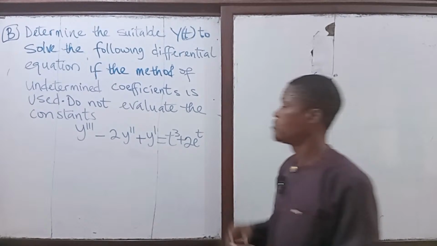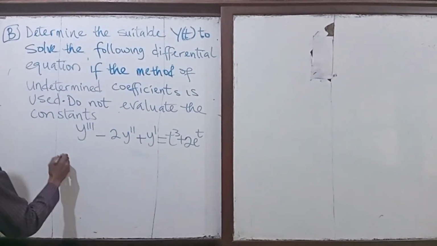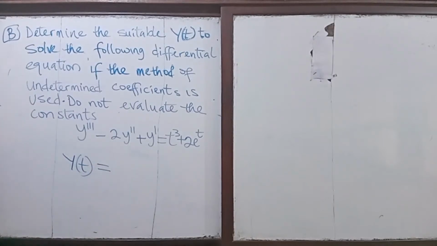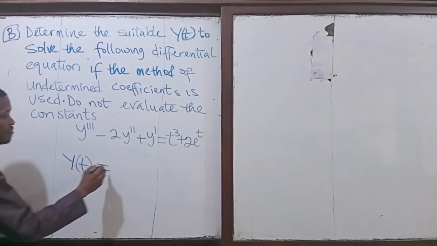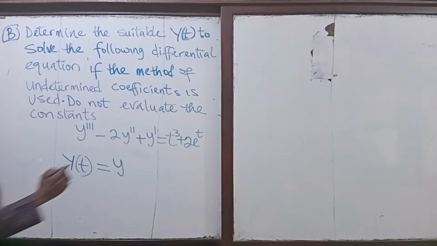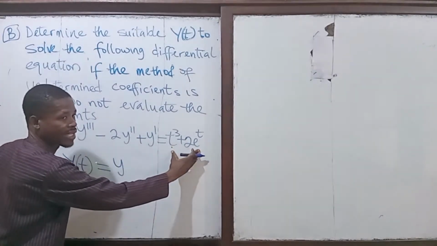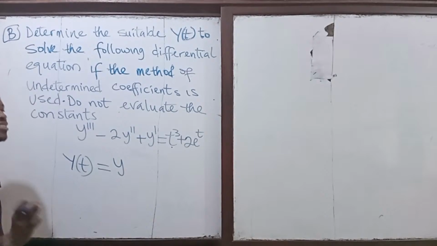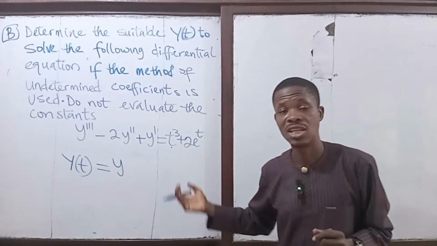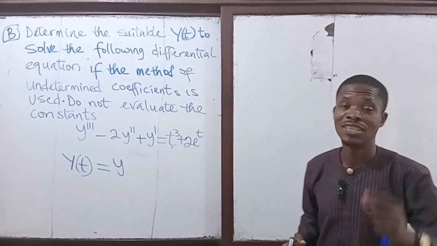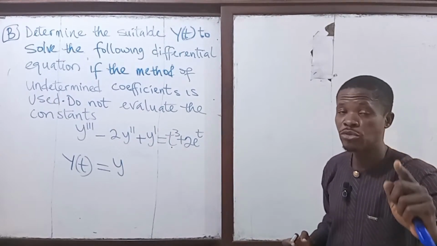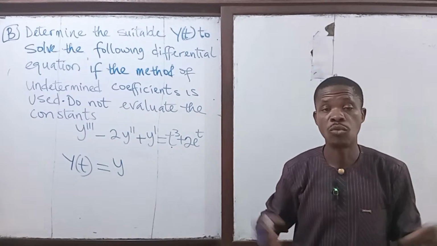Determine the suitable. The meaning of this symbol is to get the total YP, the particular solution, because in this equation you have two different functions. This is a superposition principle we are going to apply, and we have discussed that today. We solved two questions involving the superposition principle. If you missed that video, I urge you to go and watch it right now.